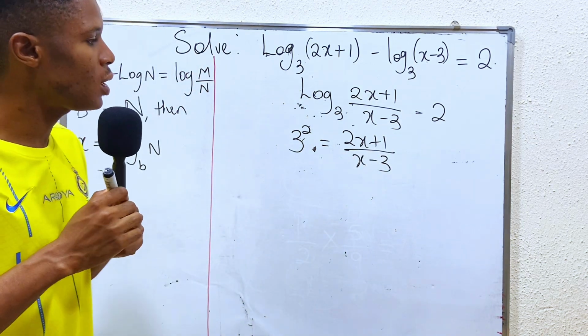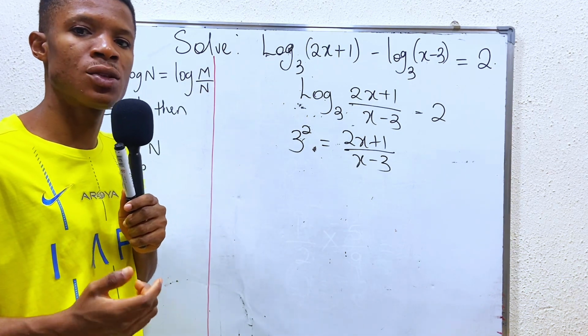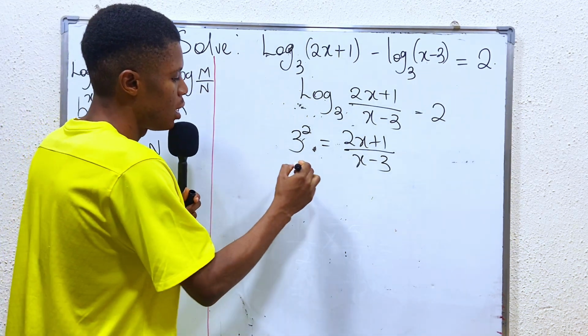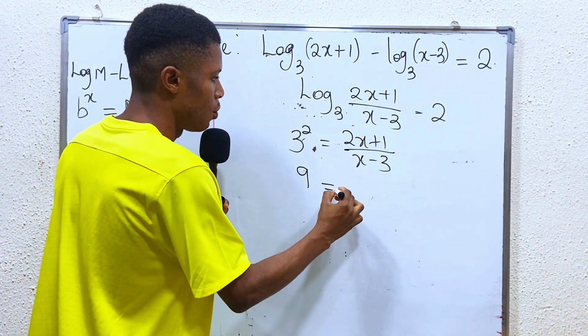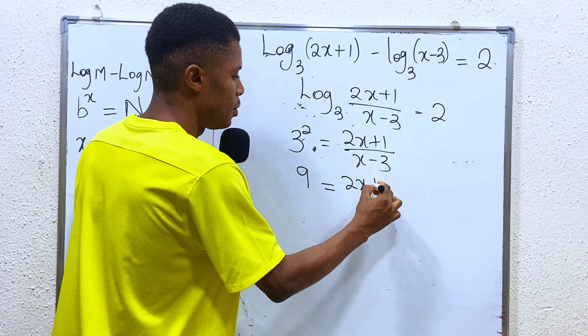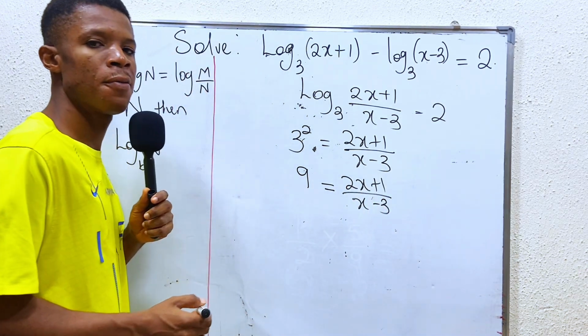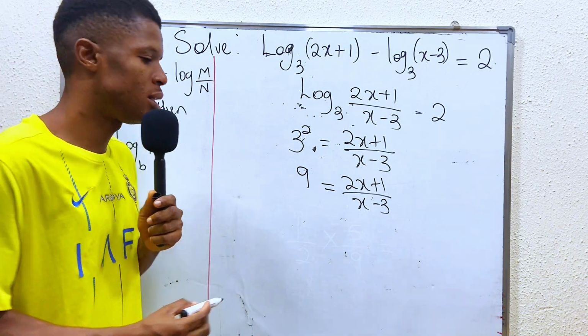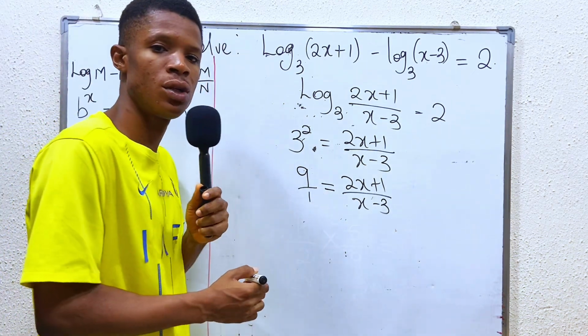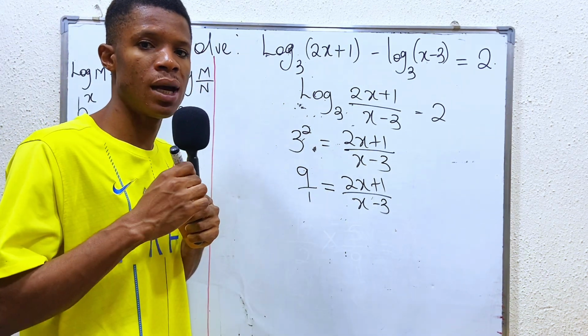So if you have this, 3 squared is 9, right? So you have it as 9 is equal to (2x + 1) divided by (x - 3). The next thing we do is that we have 9 over 1. So we do what? We cross and multiply.